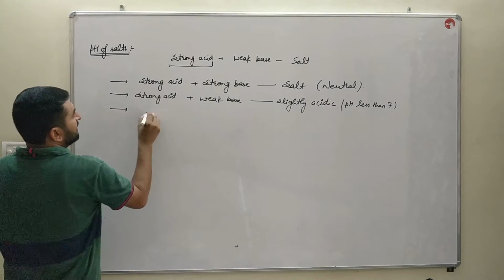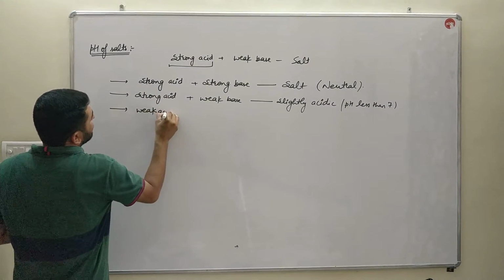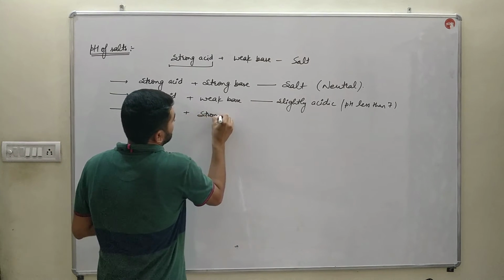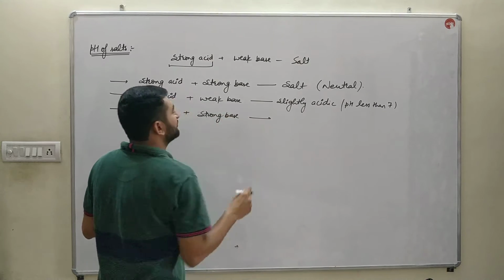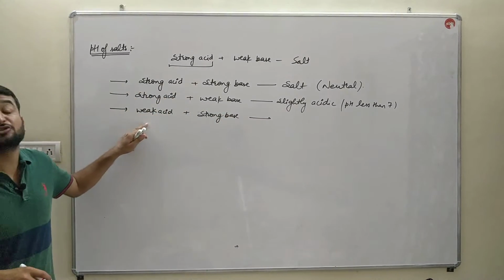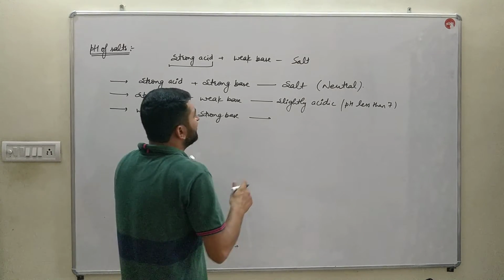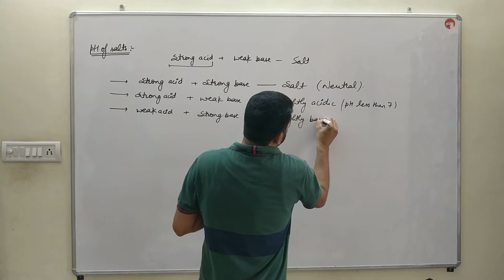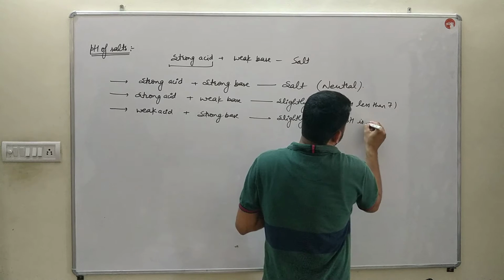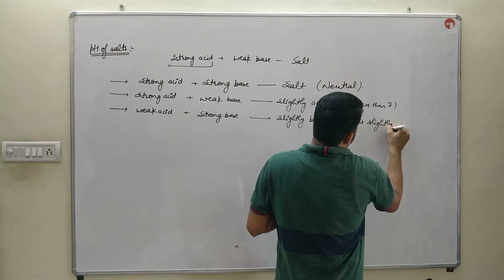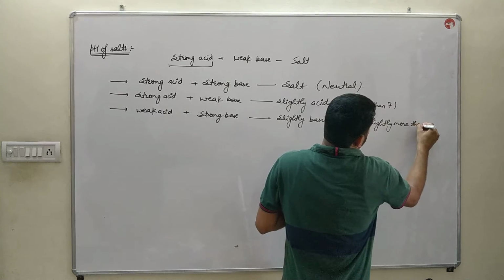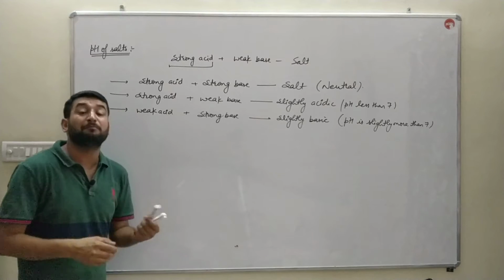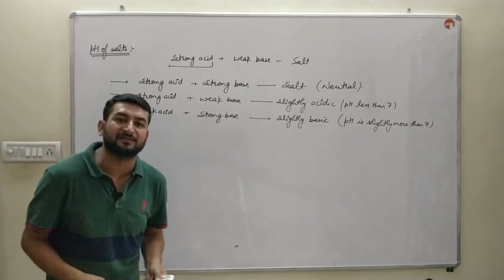The next one, the reciprocal of it, weak acid and strong base. Weak acid and weak base we'll discuss after that. Okay? Weak acid and strong base, when they react with each other, then the salt formed is slightly basic in nature. That is, its pH is slightly greater than 7. As we are all aware, that a pH greater than 7 is for basic substances, for the basic materials.